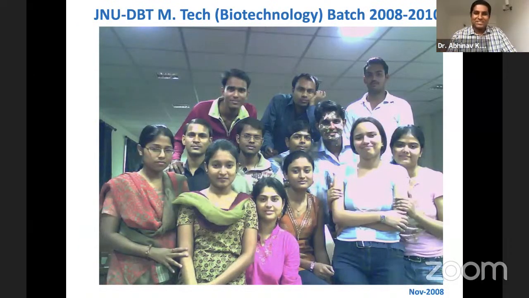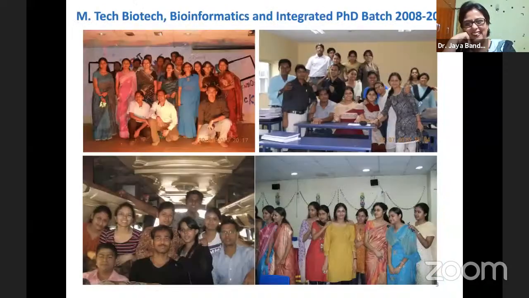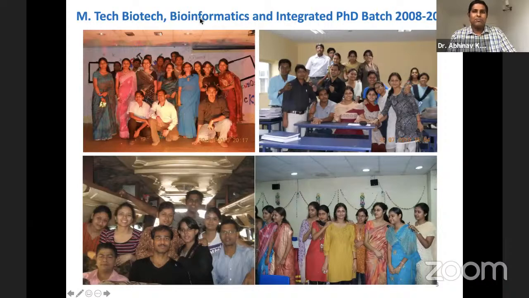Subsequently, we were part of the larger batch of M.Tech biotech, bioinformatics and integrated PhD students, most of whom are shown here. This is a collage of images of the bigger batch, where we had people from M.Tech biotech, M.Tech bioinformatics, as well as integrated PhD. Again, I would say more than 50% of the people in these images have completed their PhD and are doing well in science.